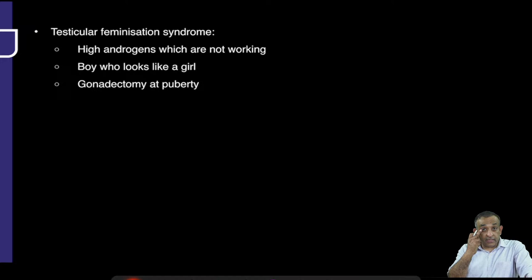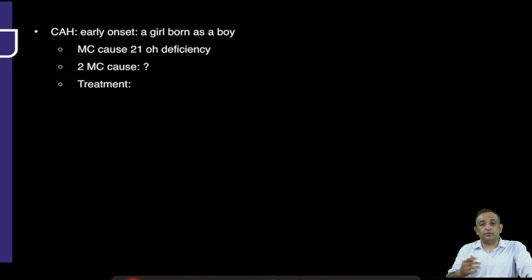Right. Congenital adrenal hyperplasia is a girl who's born like a boy if it is early onset. Congenital adrenal hyperplasia, if it is happening in a girl, there'll be a lot of androgens in the intrauterine life of a girl. In intrauterine life, there should not be androgens. Androgens make a boy. Absence of androgen makes a girl.